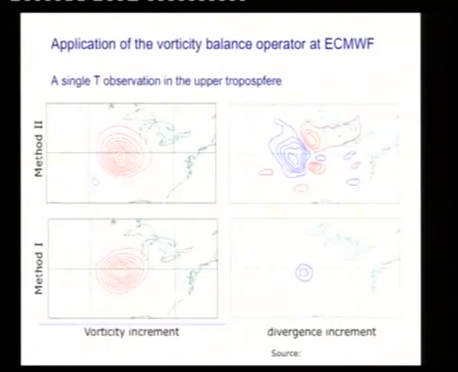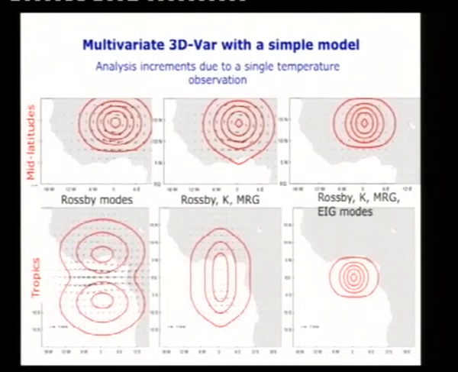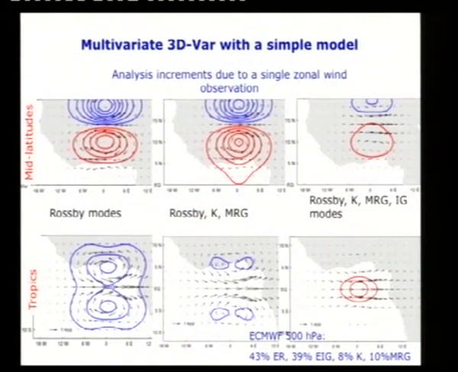I can talk about it later on if someone is interested. Because I'm running out of time, I will just explain one important property of the tropical data assimilation, and then I will talk about these errors.